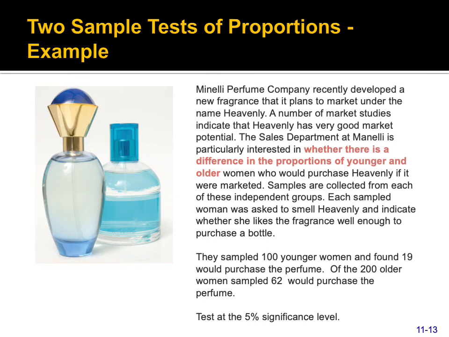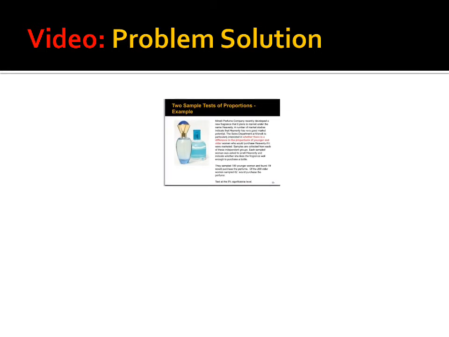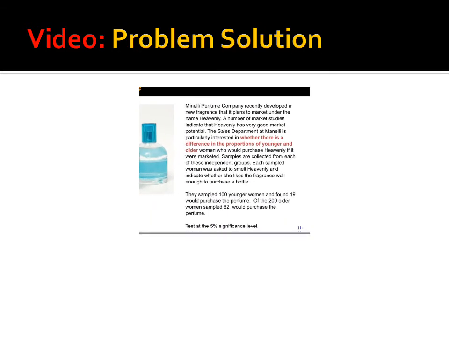So this is the sample question we're going to be working with, and the next slide we'll basically go through a full solution of this problem, a worked solution. So what we're trying to figure out here is if there's a difference between the preferences of younger women versus older women in deciding to purchase a certain new perfume. Okay, so this is a test of proportion. So this is a two-sample test of proportions. Now let's read through this question and see if we can identify all the important information here.